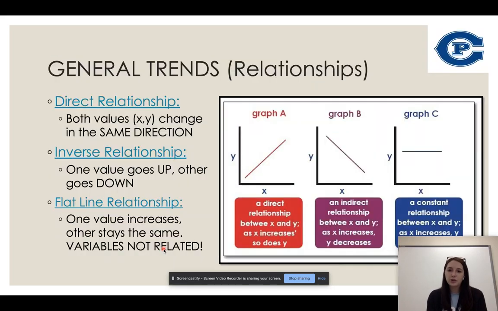The general trend, the relationships we just talked about are right here. So just know that a direct relationship is where the X and Y are changing in the same direction. So they're increasing. The inverse is where one goes up and the other goes down. And our flat line relationship is where we do have an increase in at least our X value, but the other stays the same. In that case, the variables are not related.